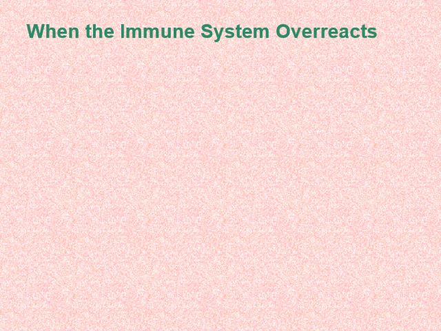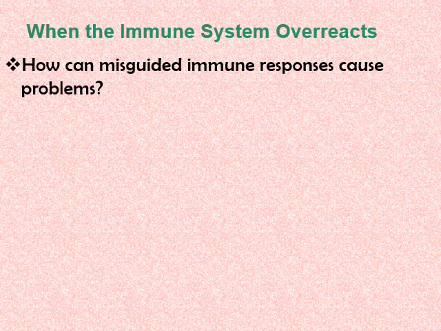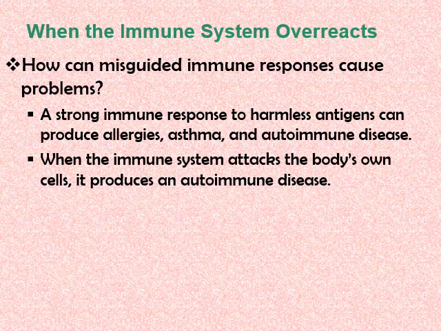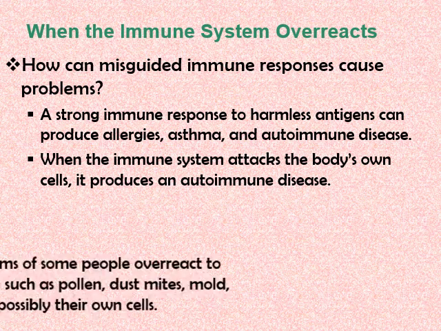Let's start with the first section of the lesson, which is when the immune system overreacts. How can misguided immune responses cause problems? A strong immune response to harmless antigens can produce issues like allergies, asthma, and autoimmune disease, which we will discuss one after the other. When the immune system attacks the body's own cells, it produces an autoimmune disease.